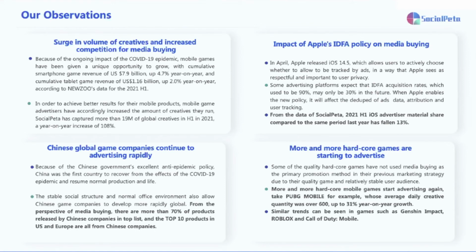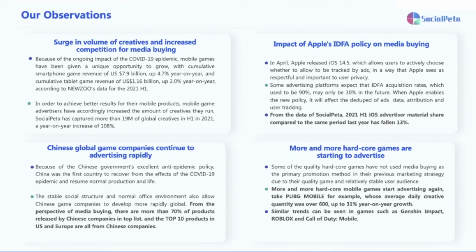The third one is that Chinese global publishers continue to advertise rapidly. From the perspective of media buying, more than 70% of products in the top list are released by Chinese companies. And the top 10 products in the US and Europe are all from Chinese companies.